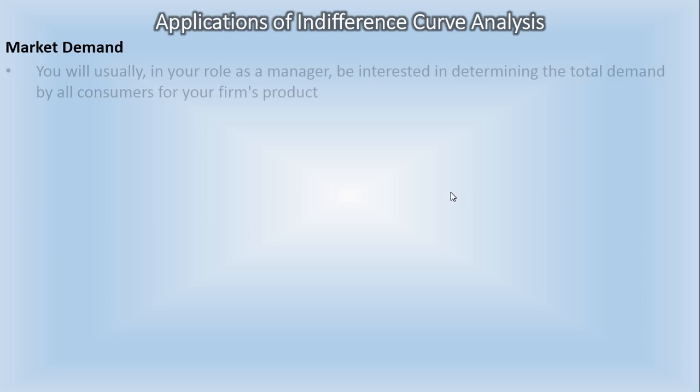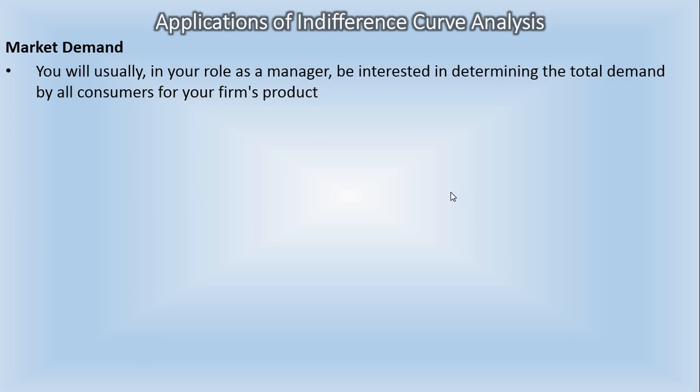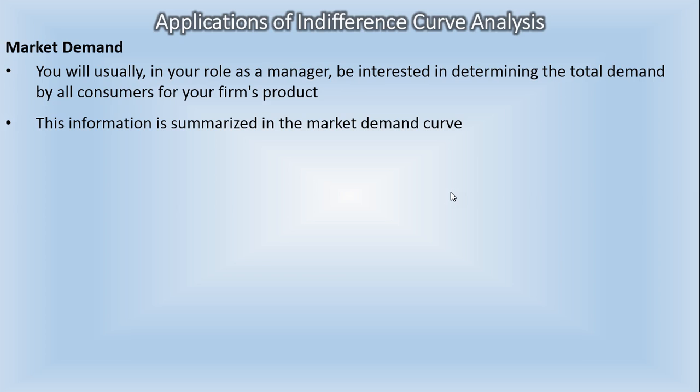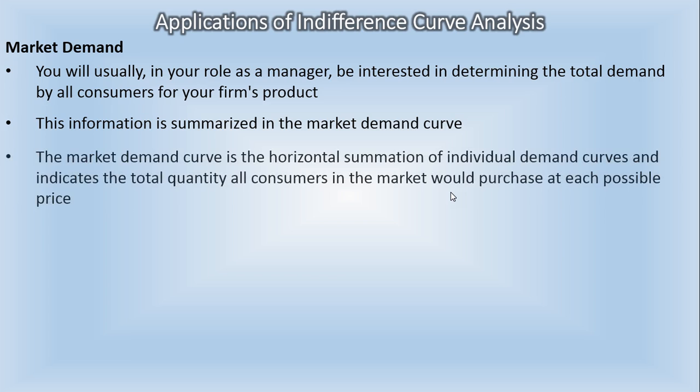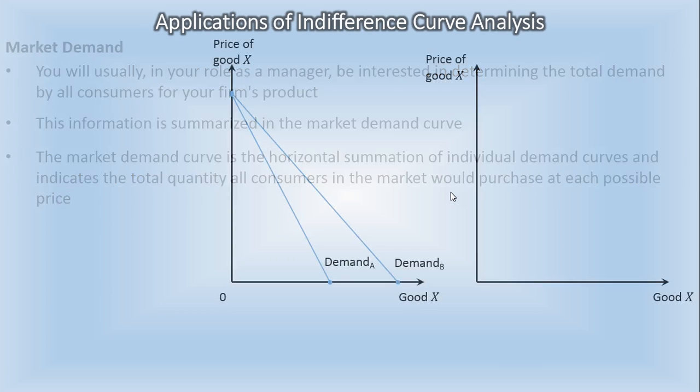And then we can get to market demand by aggregating demand. You will usually, in your role as a manager, be interested in determining the total demand by all consumers of your firm's product. The information is summarized in the market demand curve, which is what we've been looking at in the demand supply framework model, the competitive market model that we looked at in chapter 2, and we extended to chapter 3. So the market demand curve is the horizontal summation of individual demand curves and indicates the total quantity all consumers in the market would purchase at each possible price.